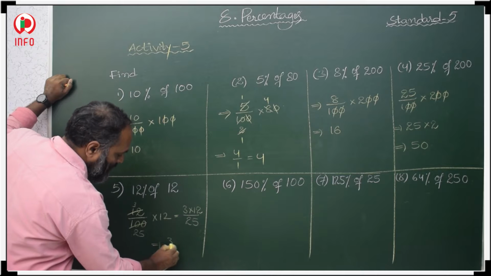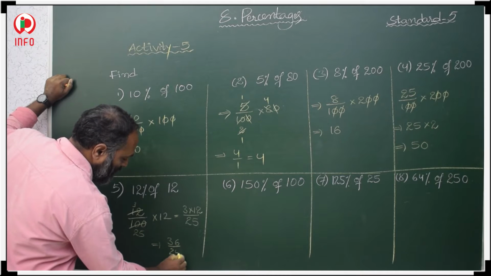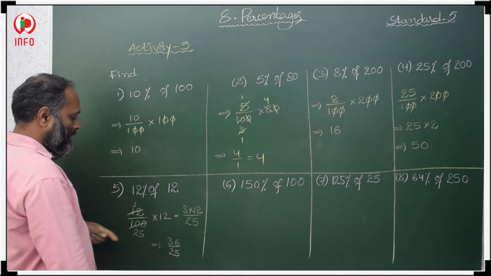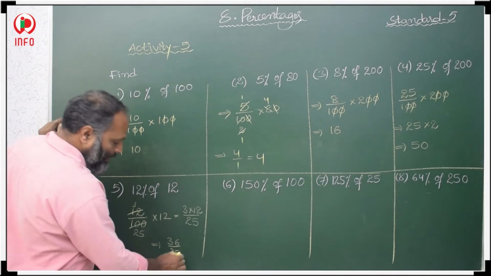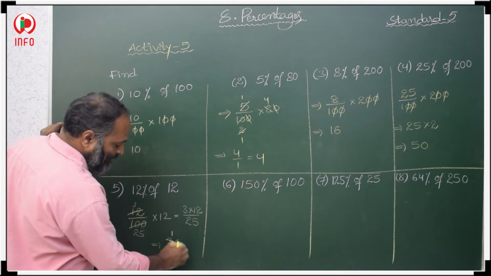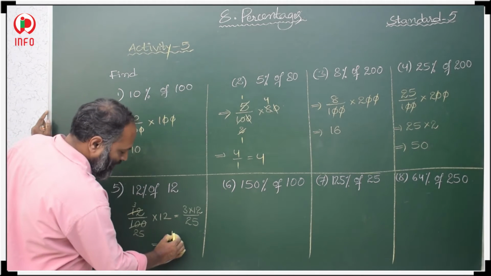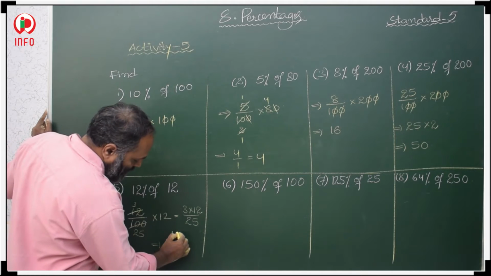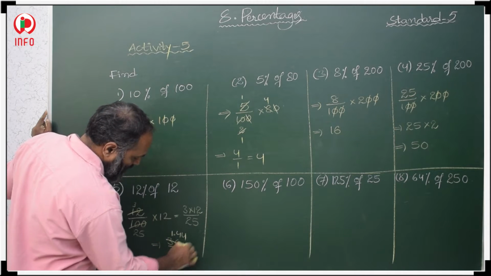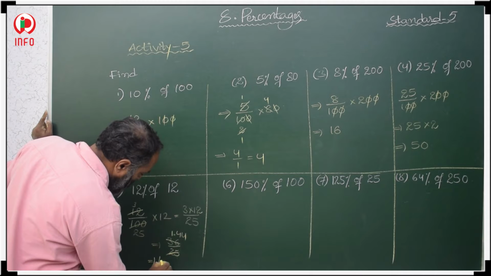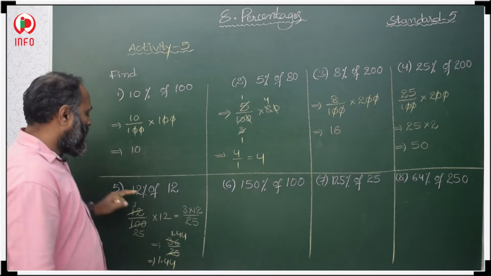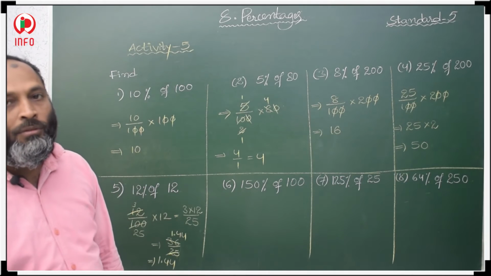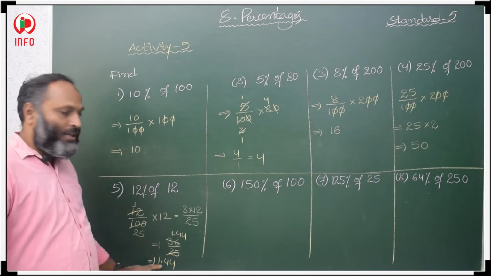12 threes are 36 by 25. Now you cancel this in the 25 table. 25 ones are 25, 11 is left. Point. 25 fours are 100. This is 1.44. So 12% of 12 is 1.44.